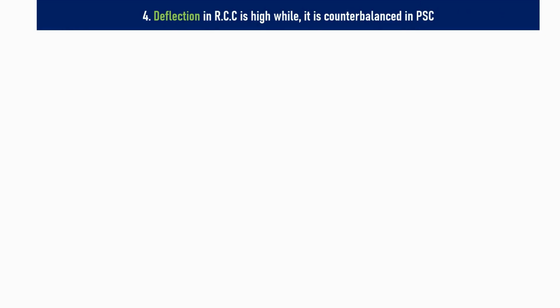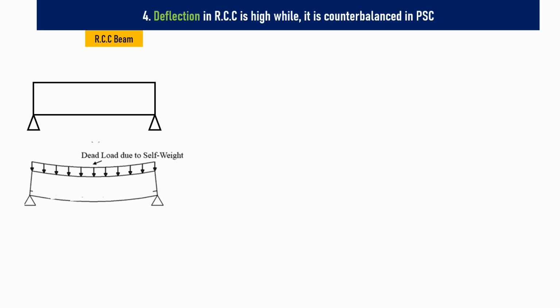4. Deflection in RCC is high while it is counterbalanced in PSC. In reinforced cement concrete, RCC, structures, deflection is generally higher because the concrete in the tension zone cracks early under loading. Let's say it is delta 1, positive deflection, as it is sagging. Once cracks form, the effective stiffness of the member decreases, allowing greater bending and downward deflection.